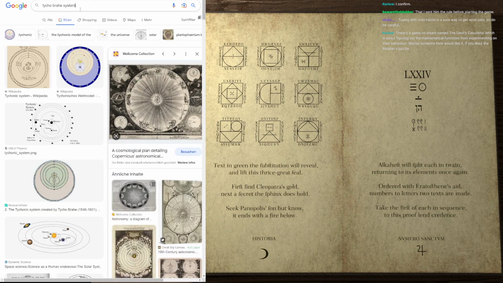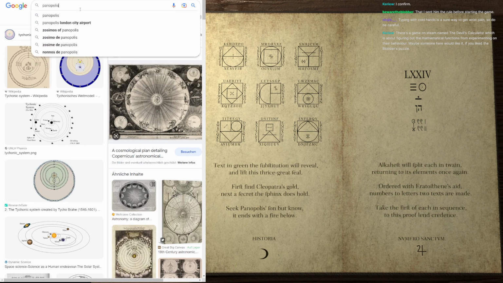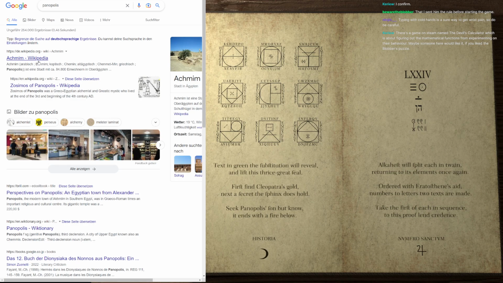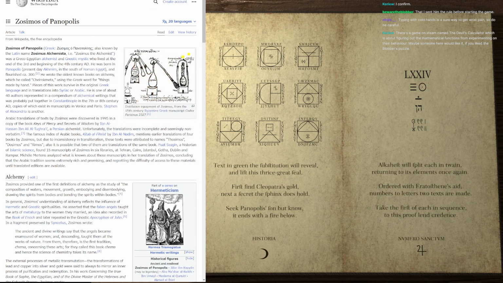Okay, let's figure out Panopolis. I have no idea who Panopolis is. Panopolis might be a city, because it has polis. And there's Zosimos of Panopolis. Zosimos of Panopolis, also known as the Latin name Zosimos Alchemista, Zosimos the Alchemist. Well, that already sounds like the one we're looking for. A Greco-Egyptian alchemist and Gnostic mystic who lived at the end of the 3rd and beginning of the 4th century AD. He was born in Panopolis, present-day Achmin, in the south of Roman Egypt.